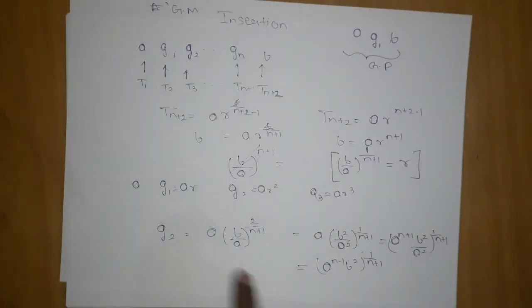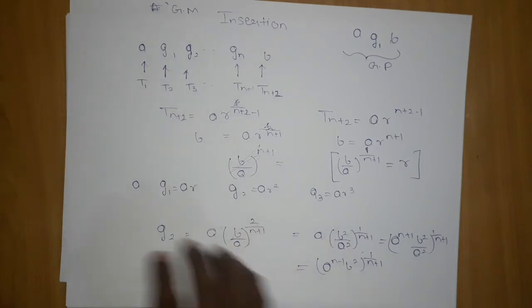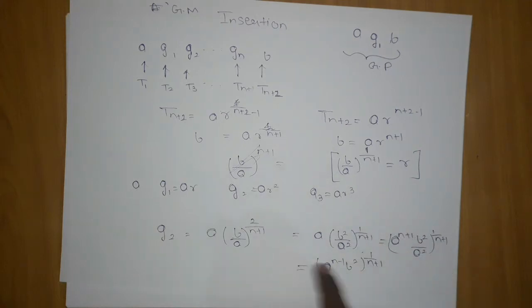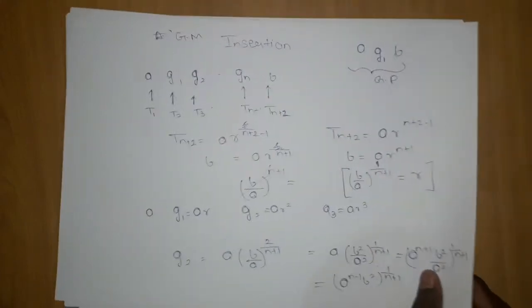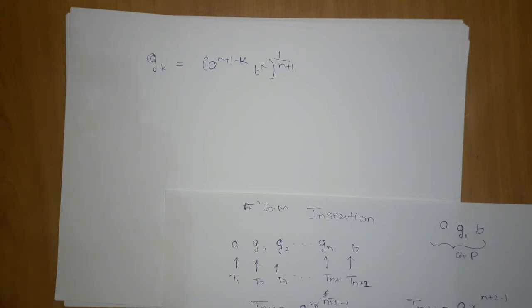If I want to find G2, I multiply a into r to the power 2, where r is (b/a)^(1/(n+1)). I took a inside, which gives me b squared upon a squared into a^(n+1); taking the a squared inside, b squared upon a squared. Further on, we got a^(n-1) b squared, the whole to the power 1 upon n plus 1. And then we created a general Gk formula, which is nothing but (a^(n+1-k) b^k), the whole to the power 1 upon n plus 1. This is the general Gk which we want to find. So we got a direct formula for getting any particular GM.